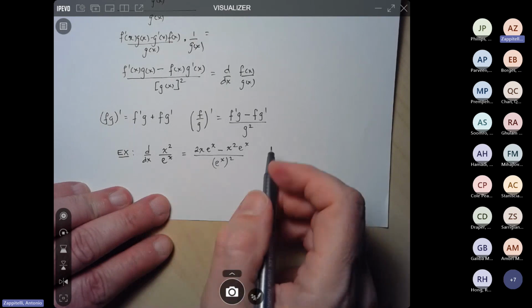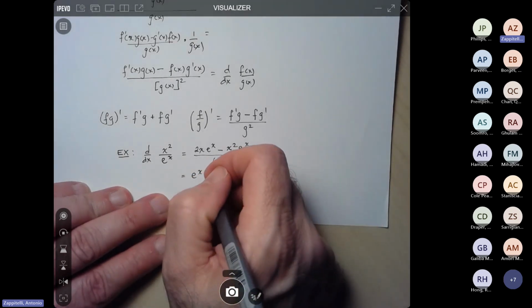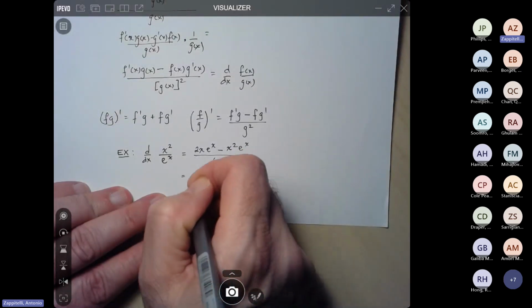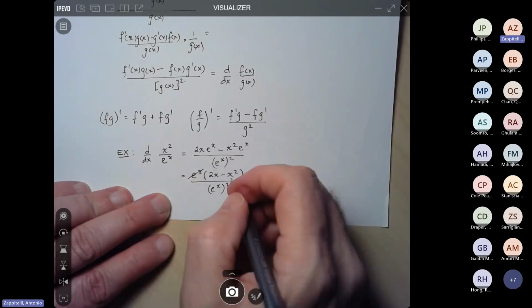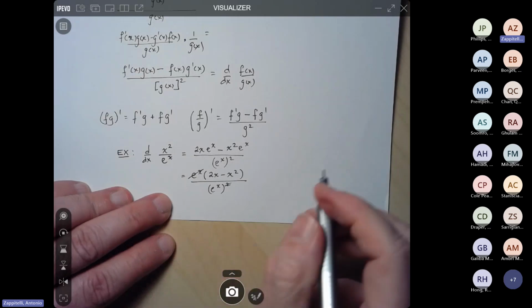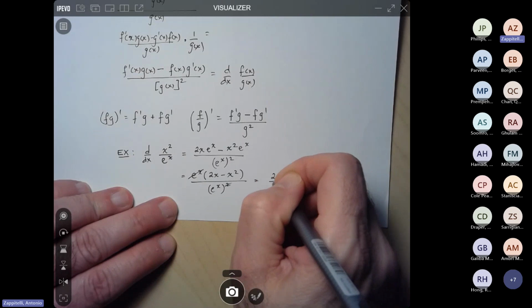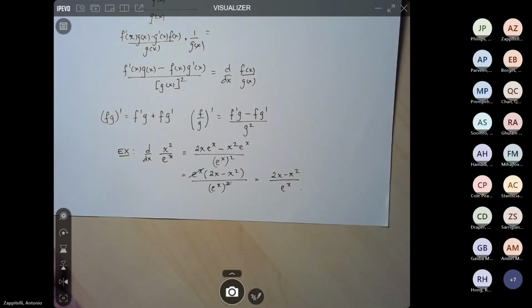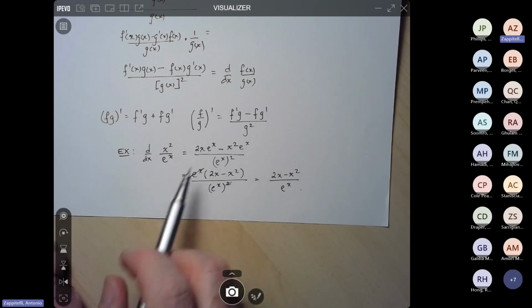Yeah, let's factor out the e to the x. If I factor out an e to the x in the numerator, I'm left with 2x minus x squared. But now I can reduce the e to the x in the numerator with one of the e to the x's in the denominator, and at least I get something a fair bit simpler. There you go, and there's your derivative. So it's still looking more complex than the original function, but not quite as bad as it looked originally.